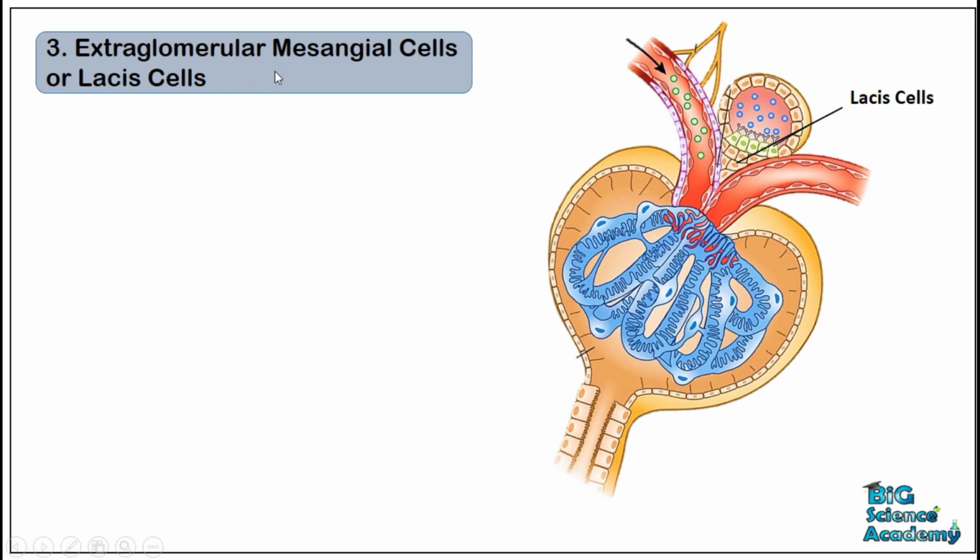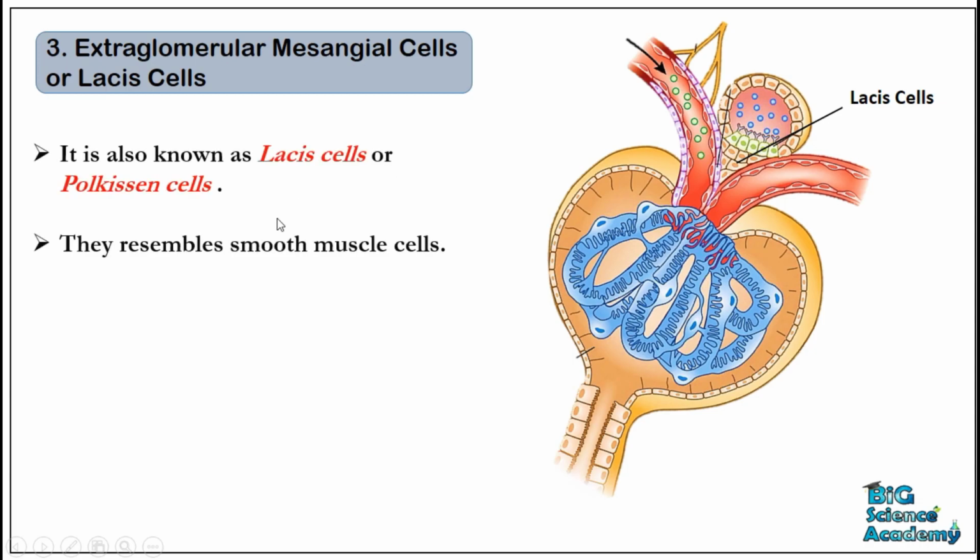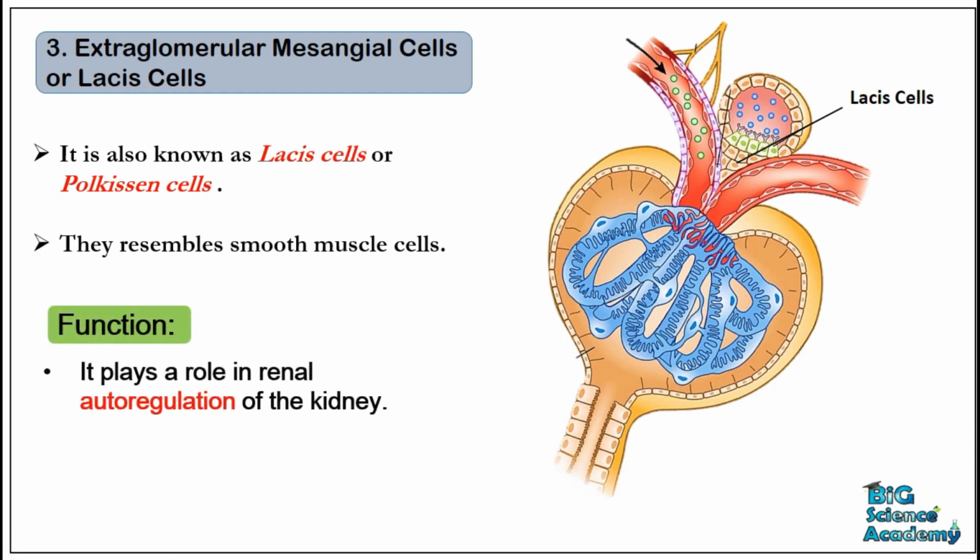The last one is the extraglomerular mesangial cells, or Lacis cells. Here are the Lacis cells, and these Lacis cells are also known as Polkissen cells. They resemble smooth muscle cells. What is the function of the Lacis cells or Polkissen cells? They play a role in the renal autoregulation of the kidney.